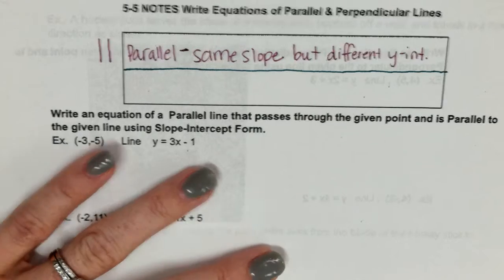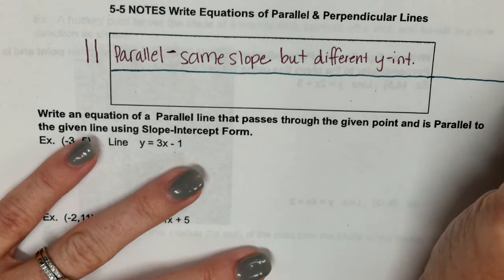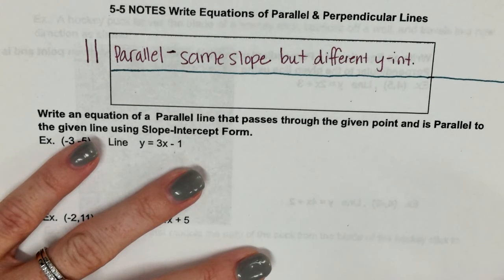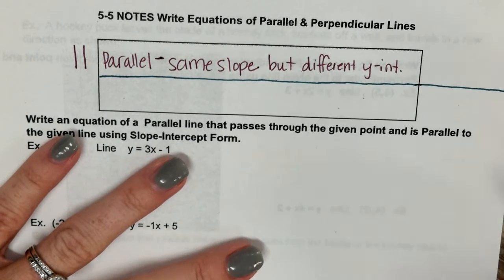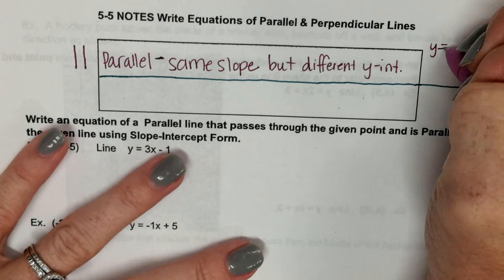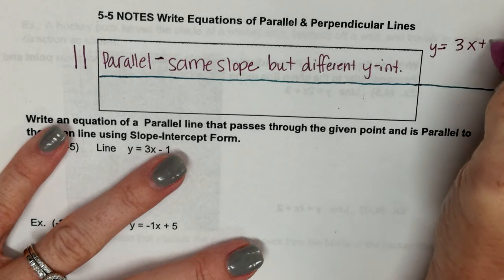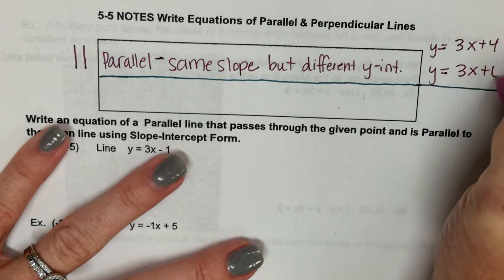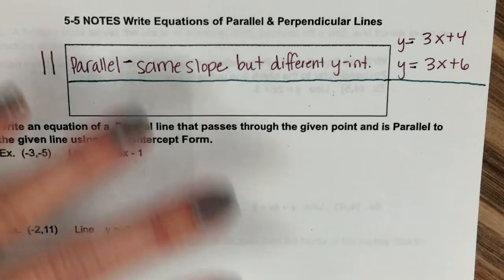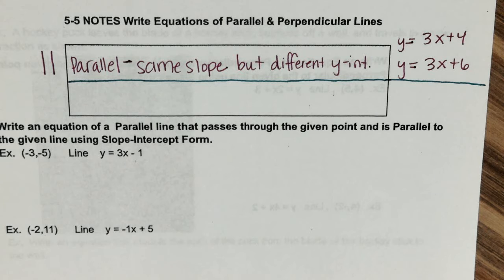Okay, and if you'll extend this line out, I'm going to give you an example of one set. So if I have y equals 3x plus 4 and y equals 3x plus 6, why would those be parallel lines? Because they have the same slope and different y-intercepts.